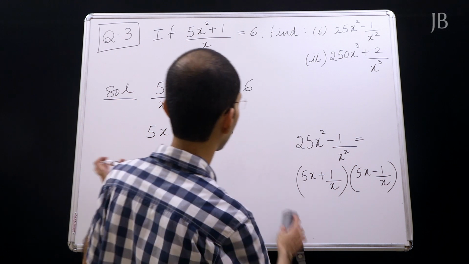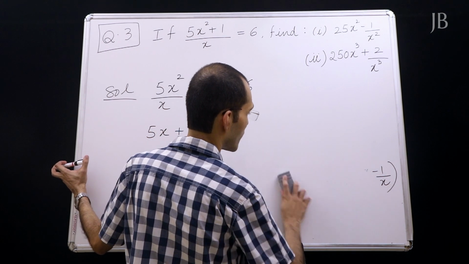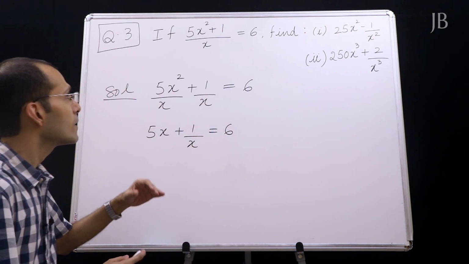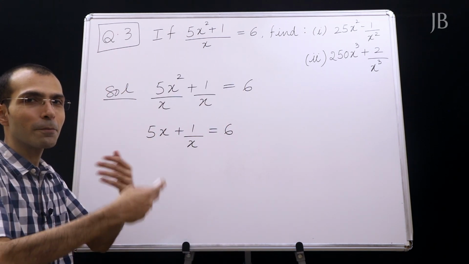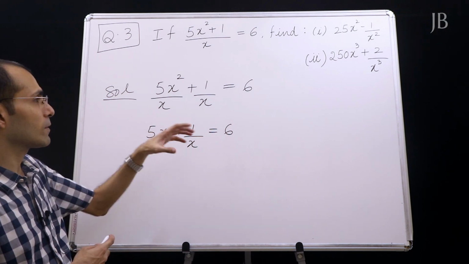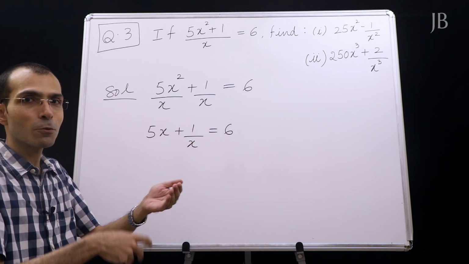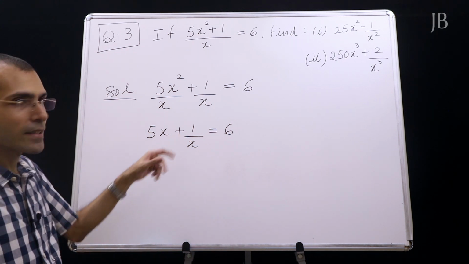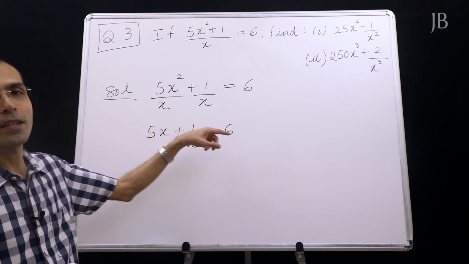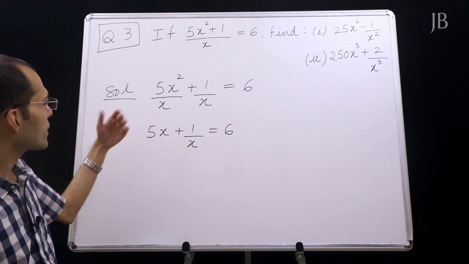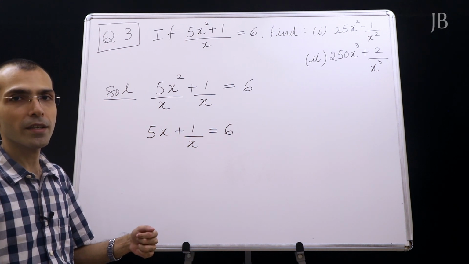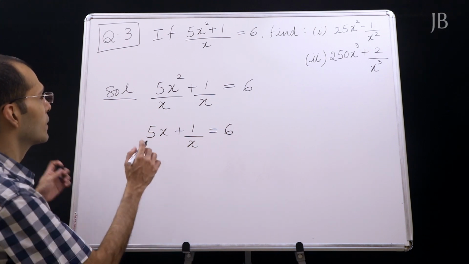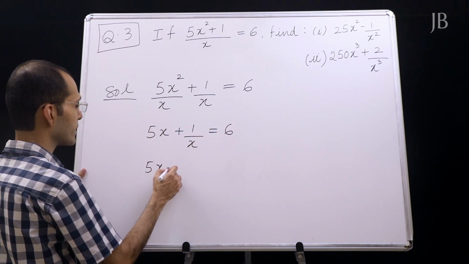Okay, now how do we find 5x minus 1 upon x? Recall, we had a similar situation in the previous sum. Given plus, find minus. Like x plus 1 upon x was given and we had to find x minus 1 upon x. Okay, so now here it is something like that. So first we will square both the sides. From there we will get 25x square plus 1 upon x square, and from then we can extract 5x minus 1 upon x. So now let's square both the sides here.